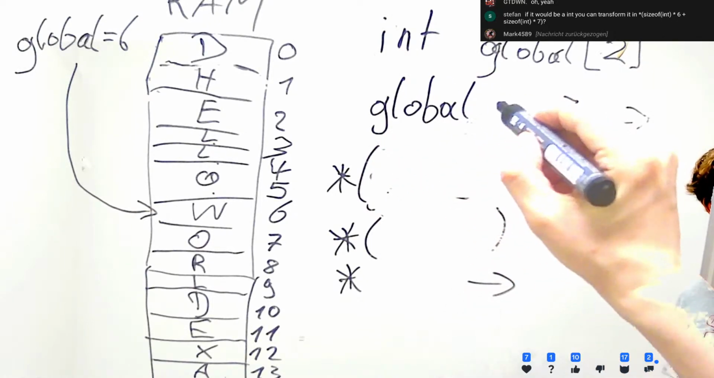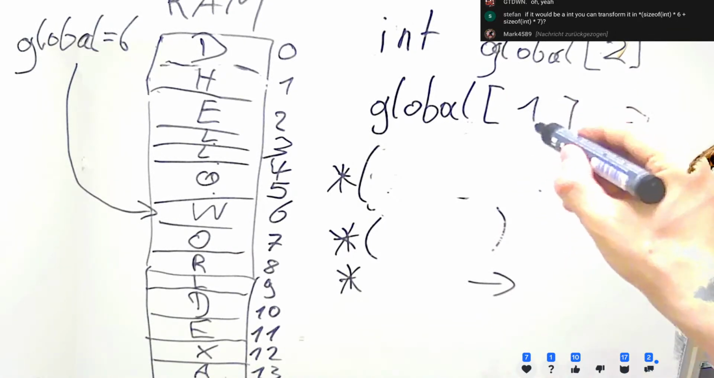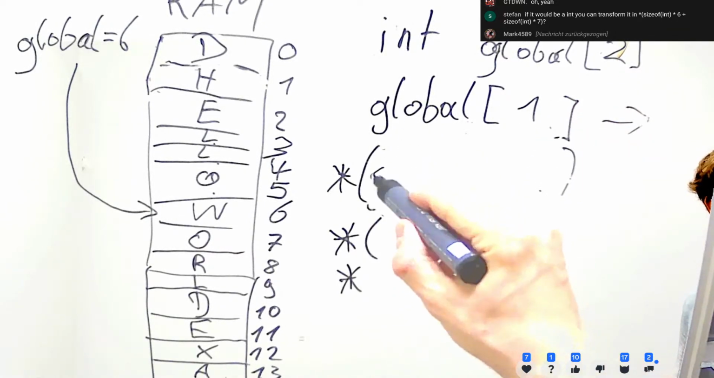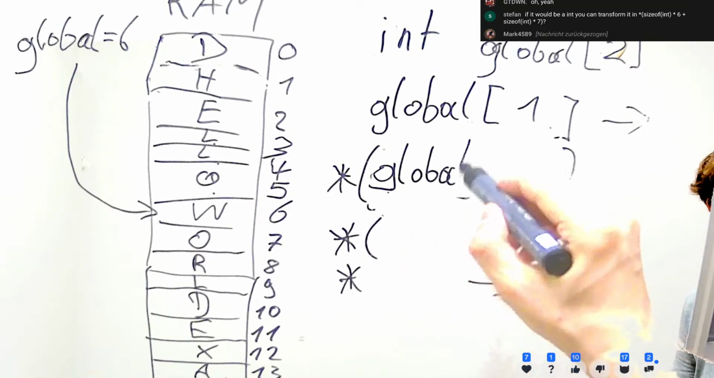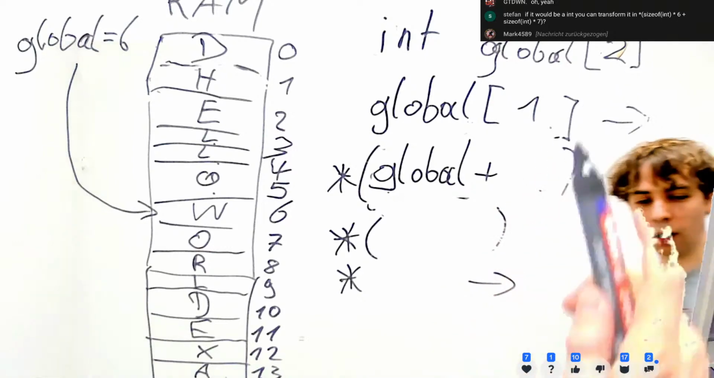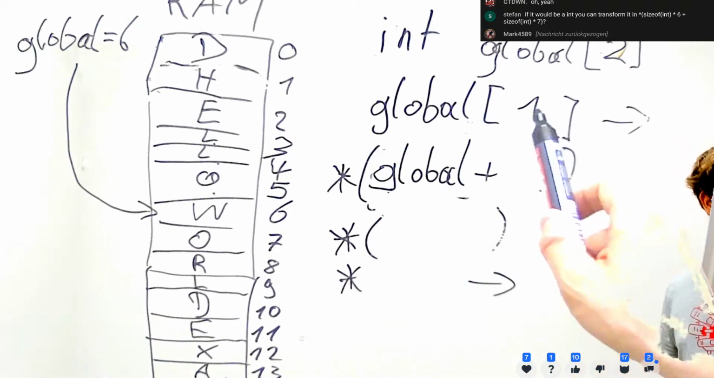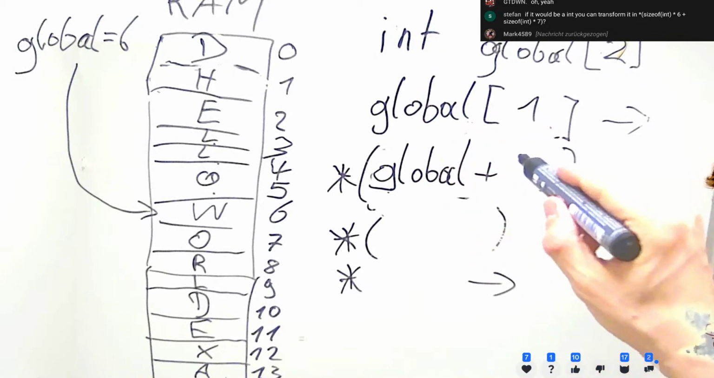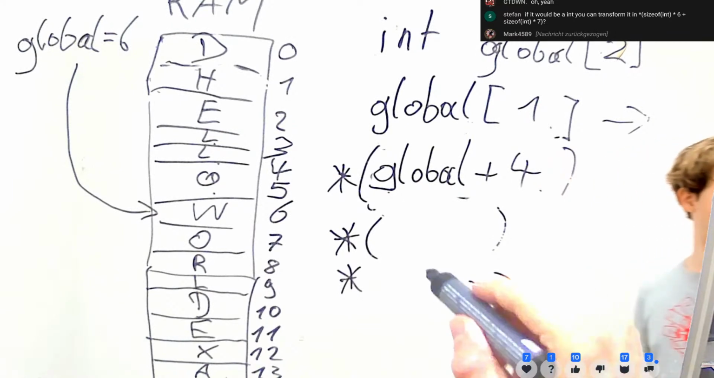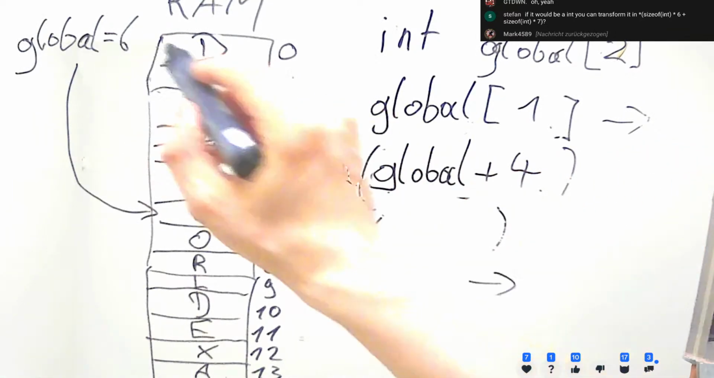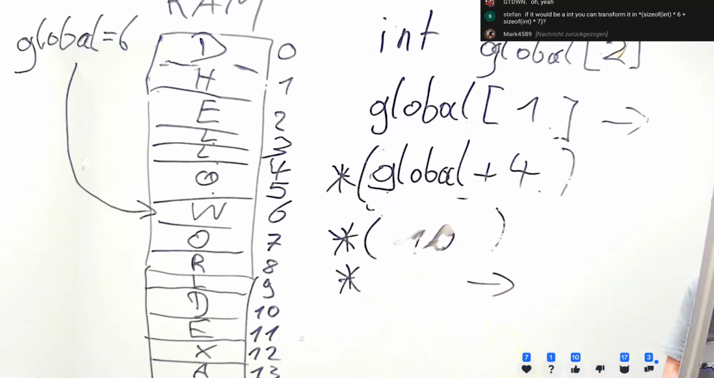Global at offset. We can now decide what we want, offset 1 maybe. Then we have here global plus. And now you're absolutely right. We now have to take size of int into account. So it's 1 times size of int. So this is now 4. Global plus 4. So this is the same as 6 plus 4. So it's 10. Or let me write that down properly.